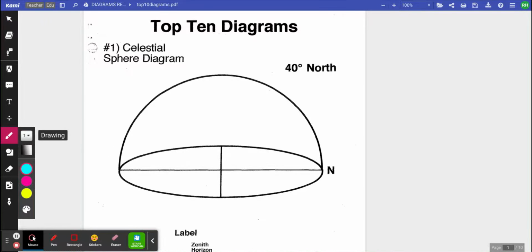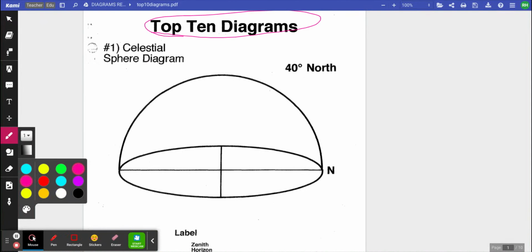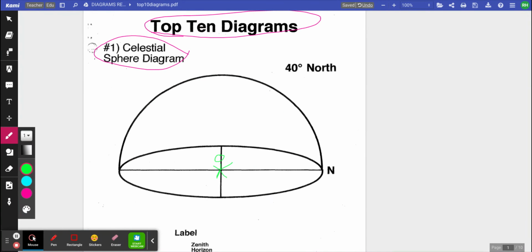Alright, so I'm going to try and make a video about the top 10 diagrams, and we're going to do one video for each diagram. So this one's going to be for page 1, the celestial sphere diagram. The celestial sphere is essentially a snow globe. Imagine you've got a little person hanging out there, and this is the sky they can see above them and the ground they can see below them.